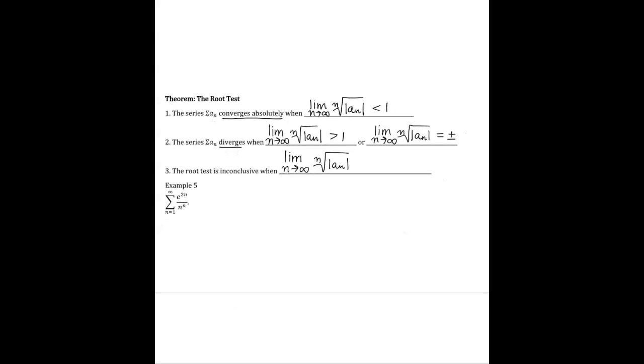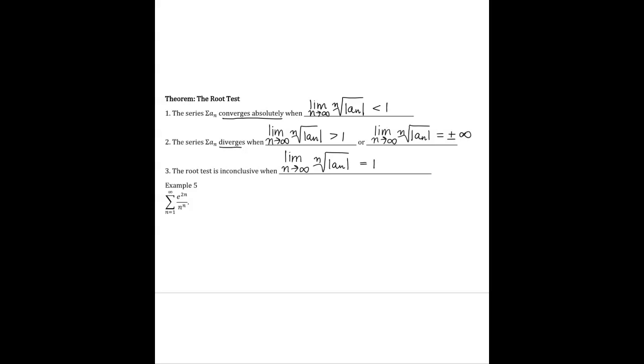So if we evaluate this limit and it comes out to be less than 1, then our series converges absolutely. Our series will diverge if the limit came out to be greater than 1, or if the limit comes out to be positive or negative infinity. And the test is inconclusive if the limit is equal to 1. So hopefully you see how that's similar to the ratio test.